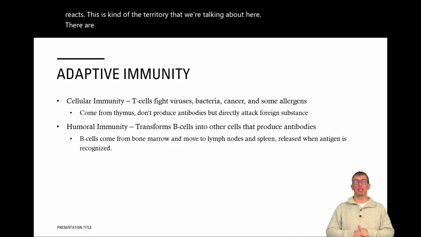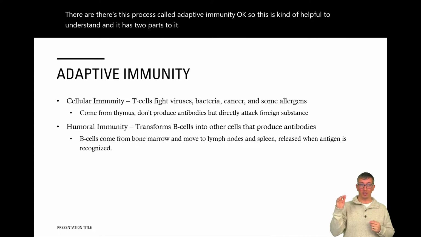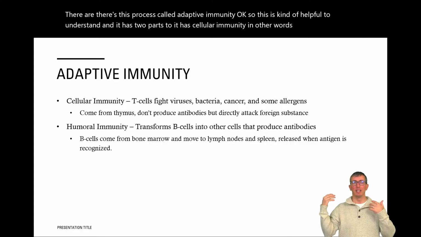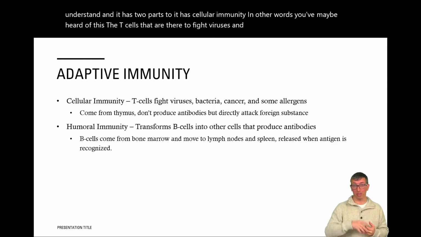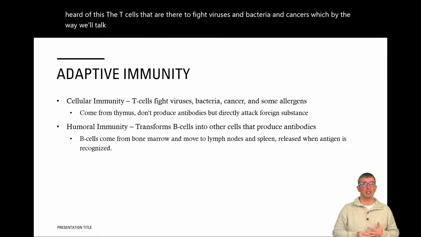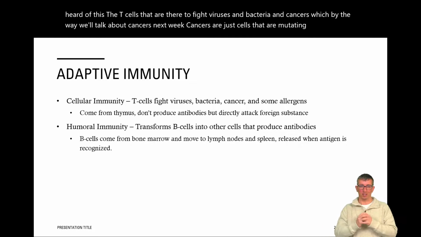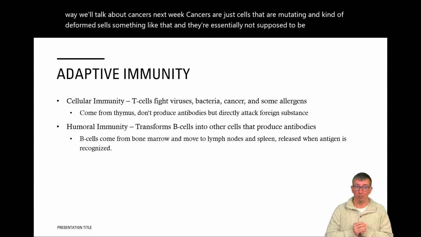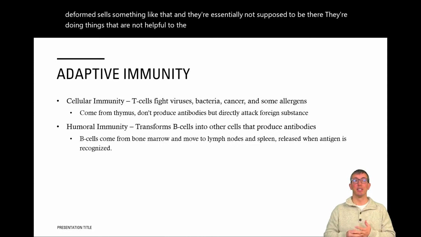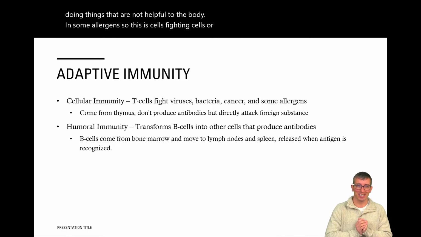There's this process called adaptive immunity. Okay, so this is kind of helpful to understand. And it has two parts to it. It has cellular immunity. In other words, you maybe have heard of this. The T cells that are there to fight viruses and bacteria and cancers, which, by the way, we'll talk about cancers next week. Cancers are just cells that are mutating and kind of deformed cells, something like that. And they're essentially not supposed to be there. They're doing things that are not helpful to the body. And some allergens. So this is cells fighting cells, or cells protecting from other cells, that kind of thing.